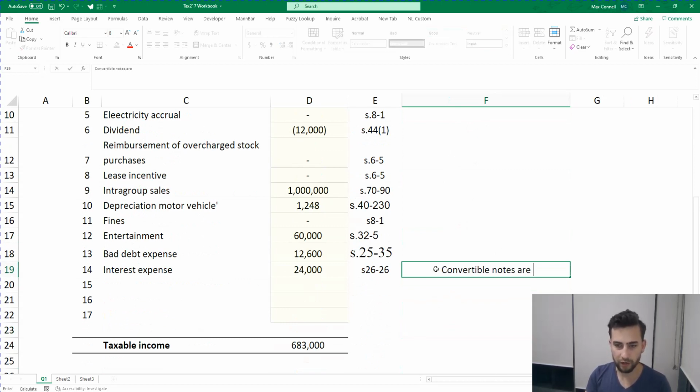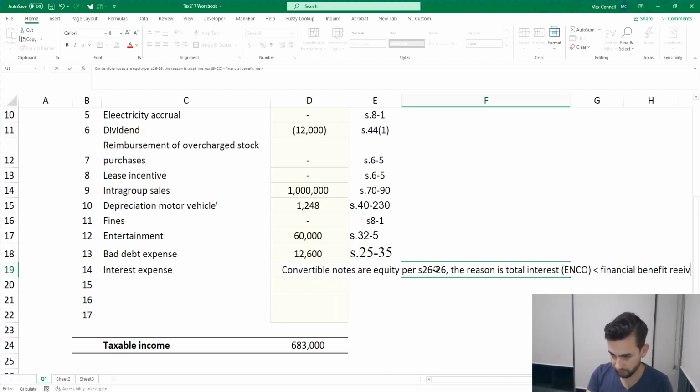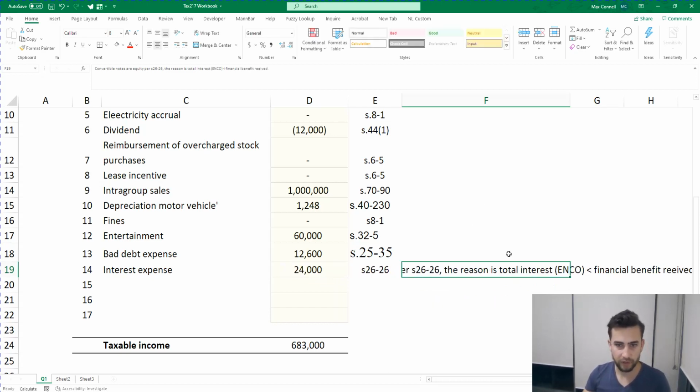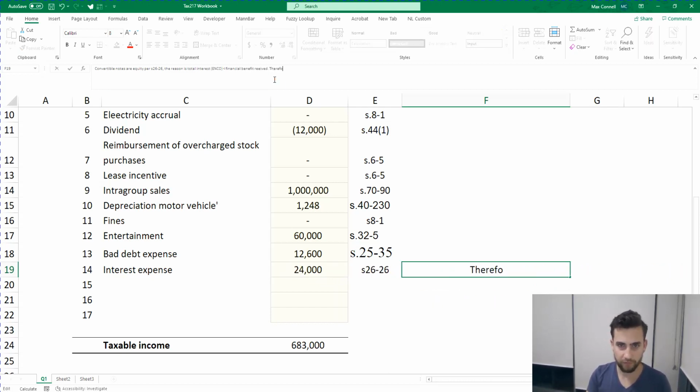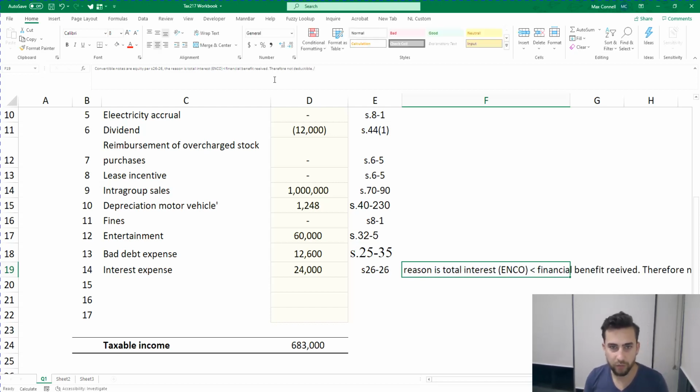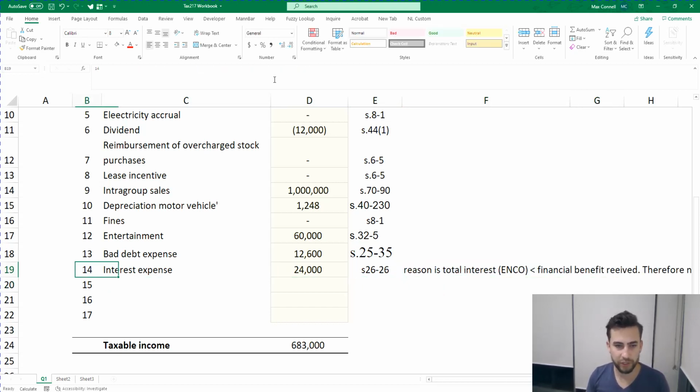So what I might do is put our little explanation here and say convertible notes are equity per section 26-26. The reason is total interest incurred less than financial benefit received, therefore not deductible. That's basically what you have to write as your explanation. If that didn't make sense, watch our TOFA video. I'm not going to spend a lot of time going through it again in this video. It's more just to get through the question.